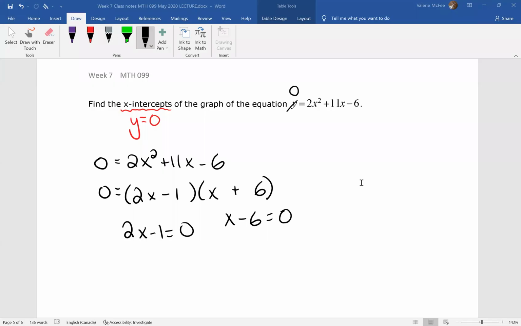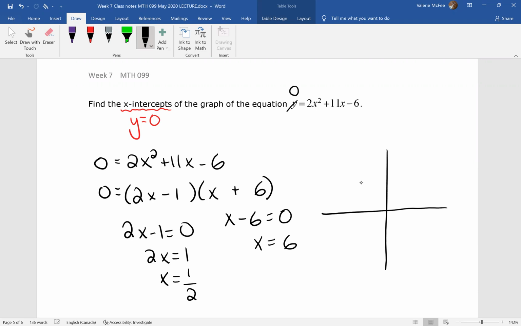So you factored the quadratic trinomial. You have two equations that you can solve, two linear equations. We see that x equals 1/2 and 6. These are the x-intercepts. So if I was asking you to graph those, you would have an x-intercept at x equals 6 and at x equals 1/2. Those are the coordinates where y is equal to 0.